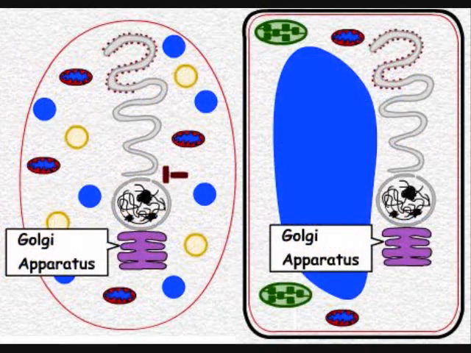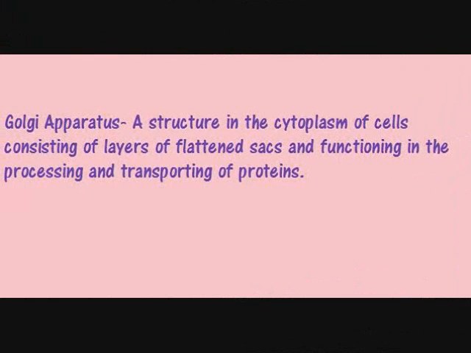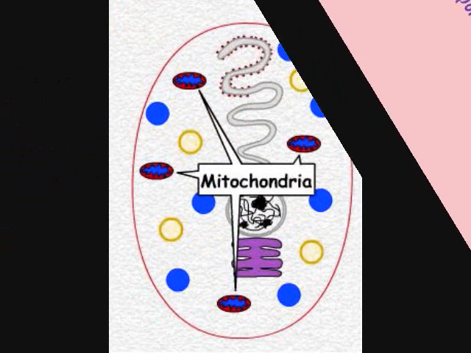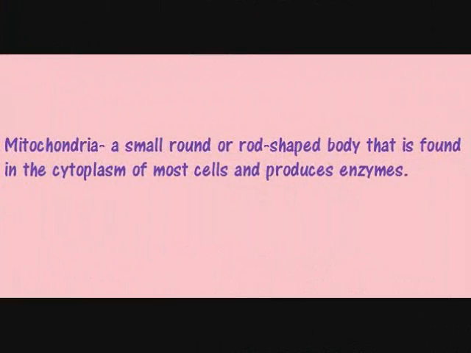Golgi apparatus. Golgi apparatus, a structure in the cytoplasm of cells consisting of layers of flattened sacs and functioning in the processing and transporting of proteins. Mitochondria. Mitochondria, a small round or rod-shaped body that is found in the cytoplasm of most cells and produces enzymes.